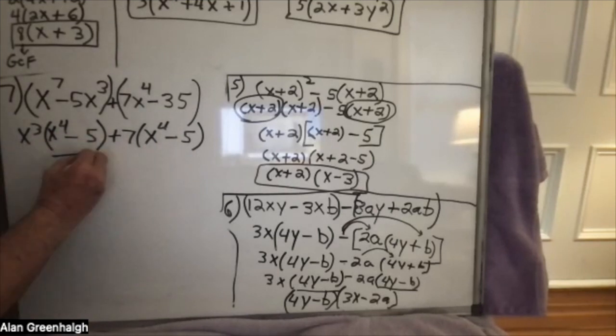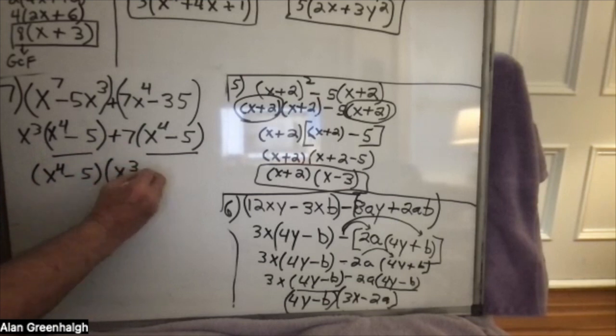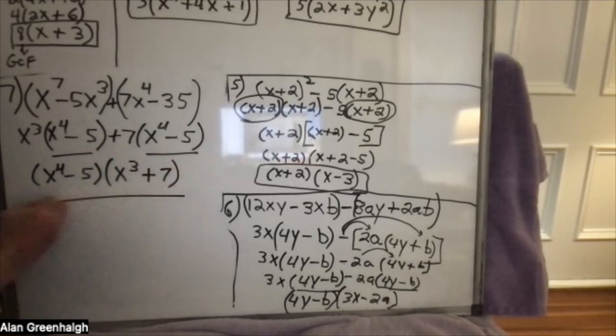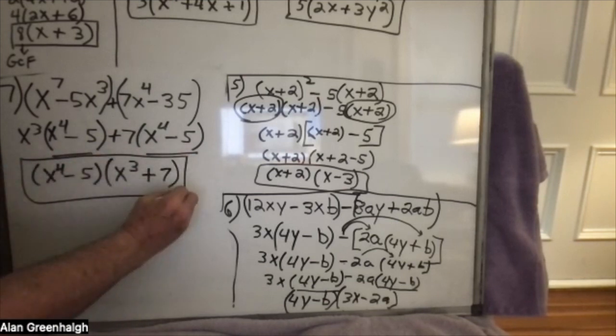Now, this is a common factor, and this is a common factor. So you could take out x to the 4th minus 5 times x to the 3rd plus 7. And that's the answer to the question.